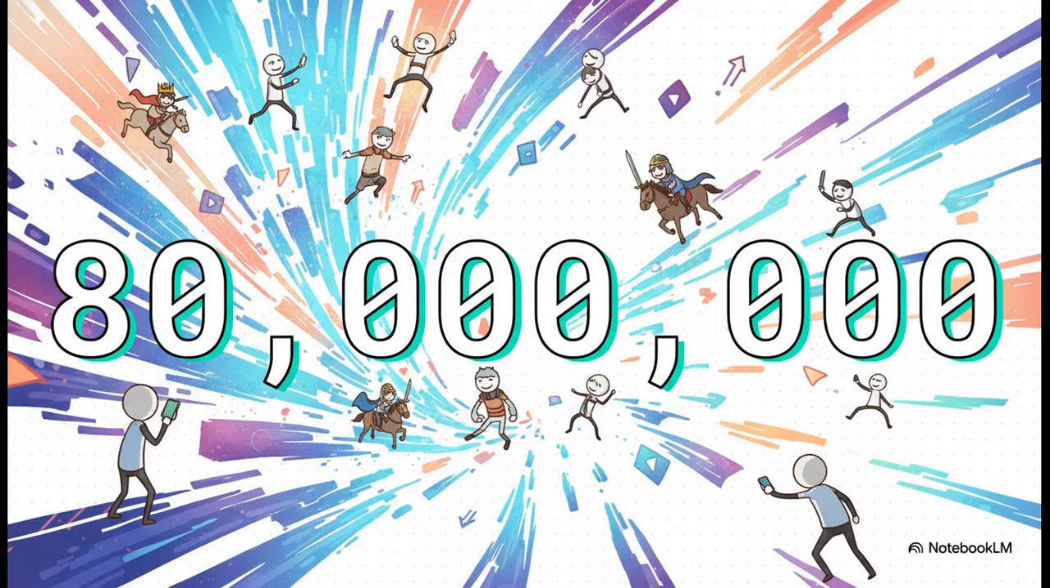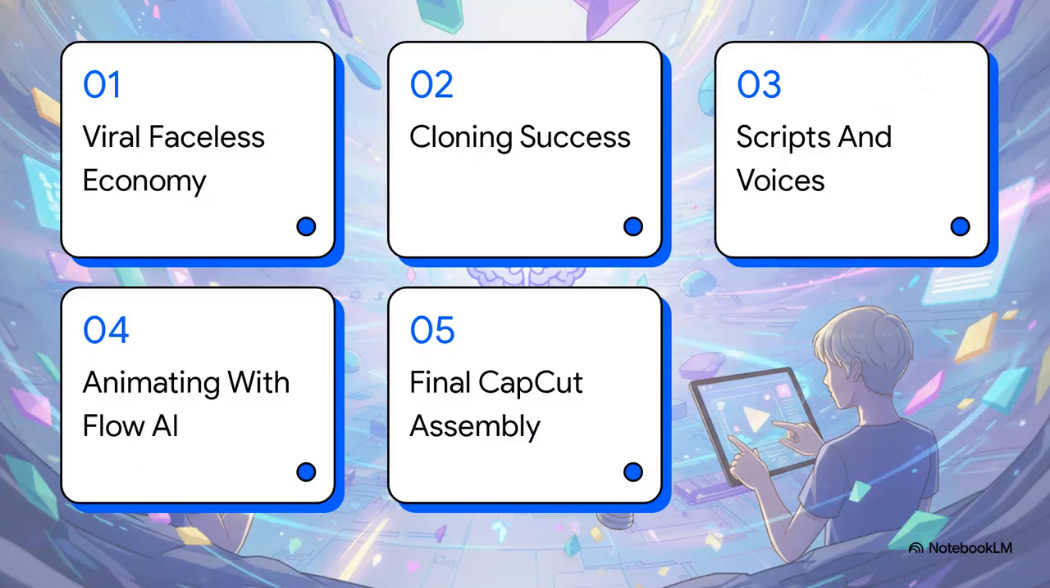And look, this is definitely not some one-off fluke. One channel in this exact same stickman history niche raked in over 80 million views with just 57 videos. That kind of repeatable scale is just insane. It proves that audiences are genuinely hungry for this style of content, and the algorithm is actively rewarding it big time. Okay, let's dive into this blueprint.